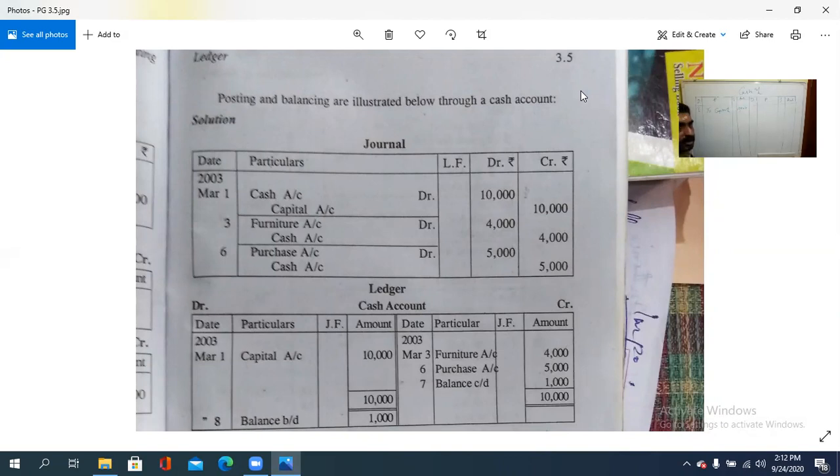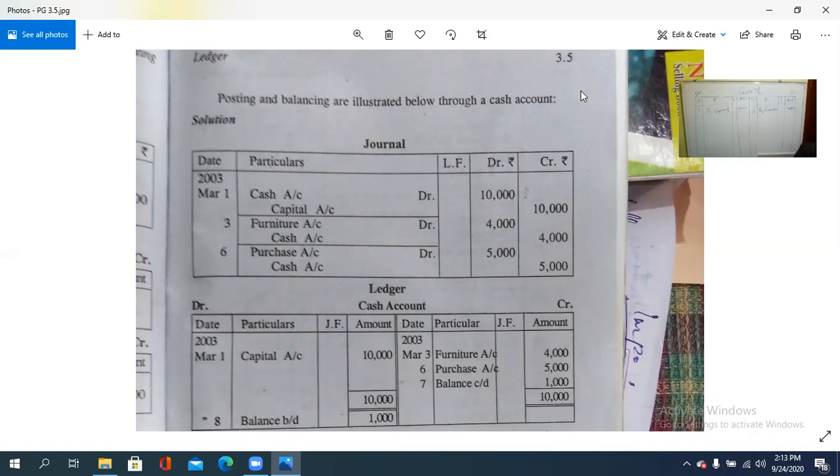Third, furniture account debtor to cash. So, on the credit side, because what is the posting? At the time of posting, you need to see: furniture account debit side to cash, and cash in the credit side by furniture. Debit, credit. So here, which day is it? 3, by furniture. How much is the amount? 4,000. Then the next transaction is purchase account debtor to cash.